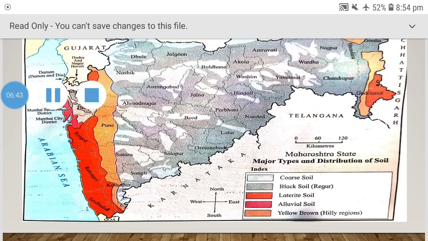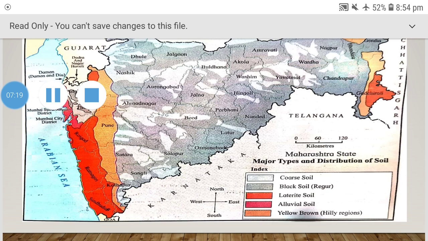Let's come to the next question, which is the third one. Which soil is found in the river valley of Maharashtra? Now as we see towards Maharashtra, it is again mostly black soil, the regur soil, found in the valley of Maharashtra, because most of Maharashtra is occupied by black soil. Hardly can you see coarse soil, laterite soil, alluvial soil, or yellow-brown soil, which is most probably in the hilly region. So most in number is black soil.